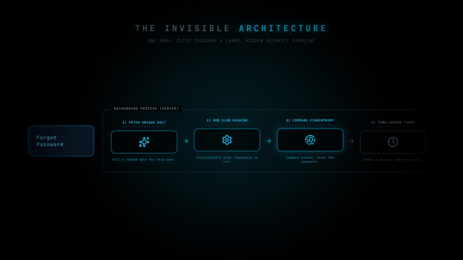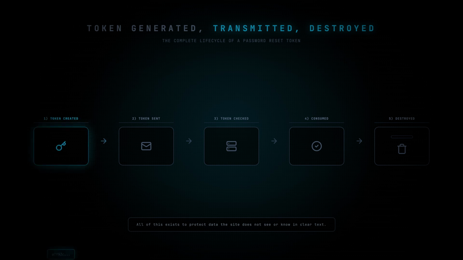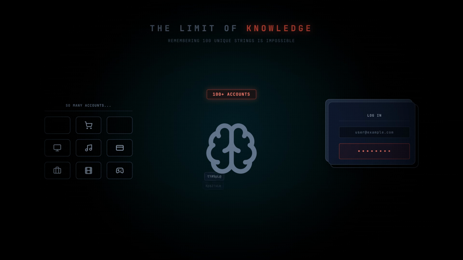This is the invisible architecture of security. You clicked one button, but behind it, a unique salt was fetched. An intentionally slow blender ran. A one-way cryptographic fingerprint was compared. A time-locked token was generated, transmitted, and destroyed. All of it to protect a piece of data the website doesn't even know.